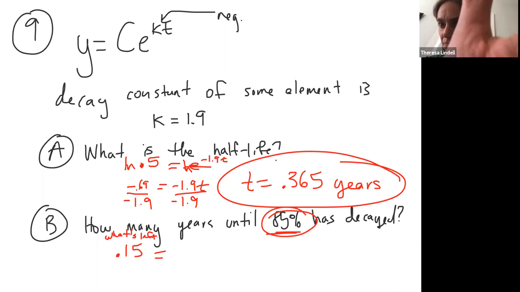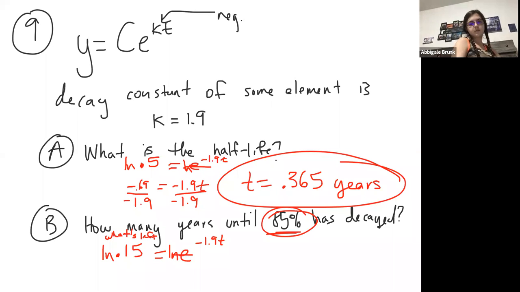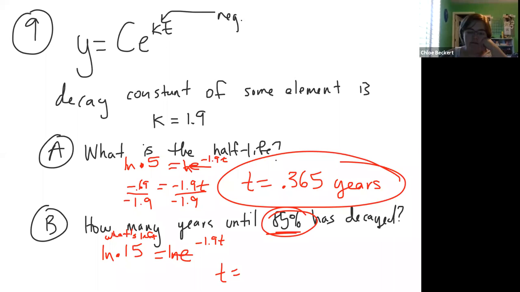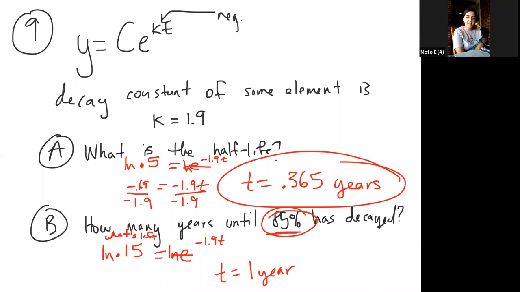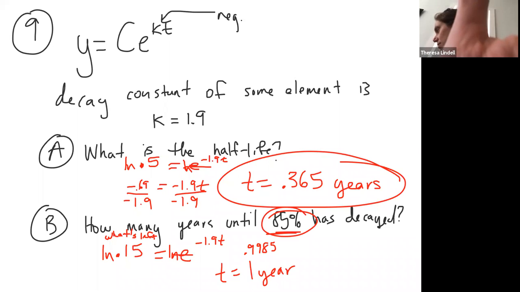But then here, it's still e to the negative 1.9 t. And then we ln and then divide by negative 1.9. Anybody got that one for me? 1 year. Around 1 year. 0.998. All right. Nice. I like it. I'll go with 1 year.